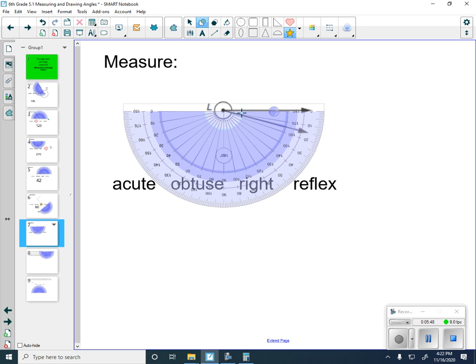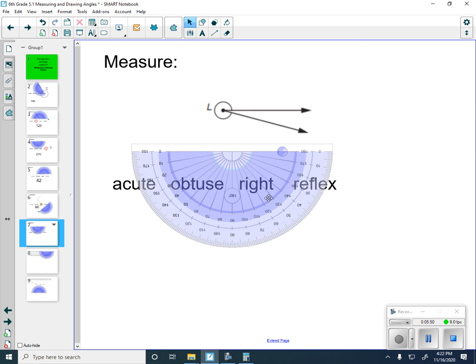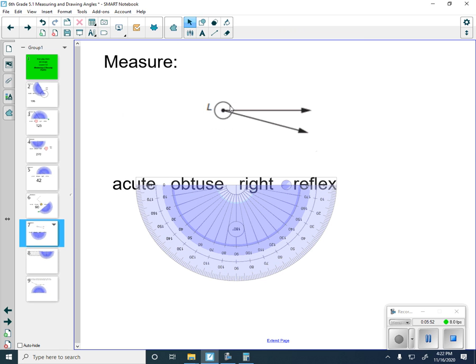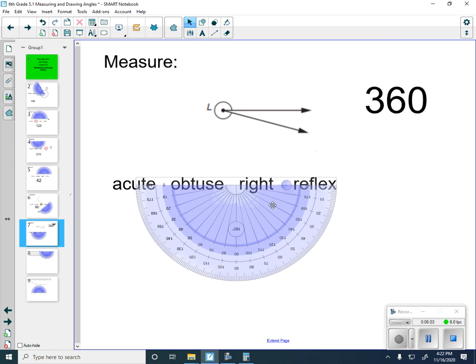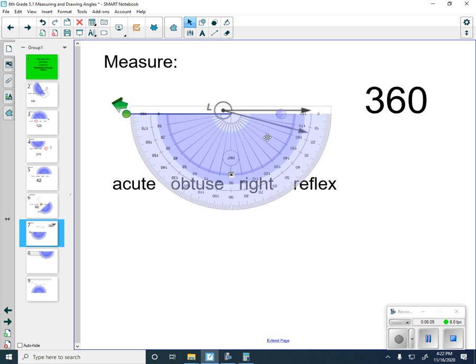Here's my next one. Look at this one here. It is almost a full circle, which means that would be 360. So I know I'm working with 360 because I only have the half circle protractor to work with here. I'm going to measure this inside angle right here.